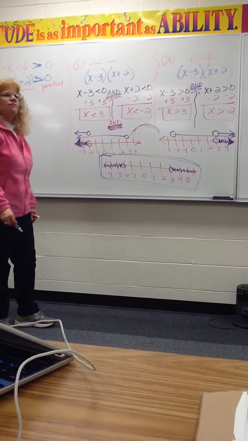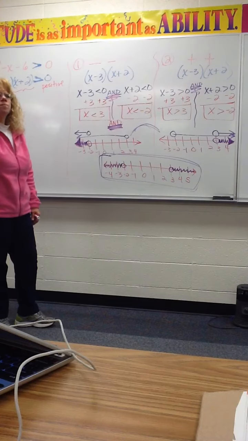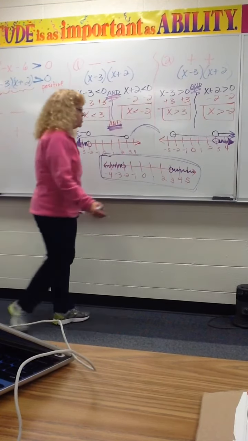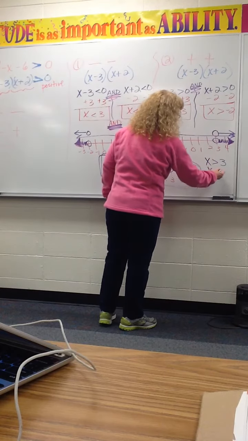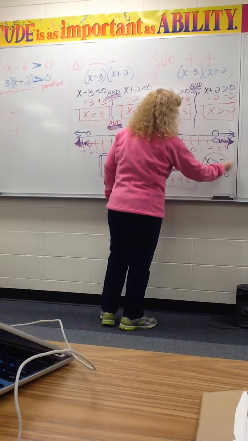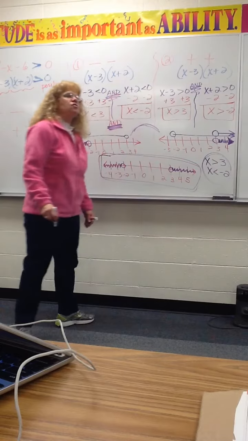And I believe if you look in the book, they might write it like this: x greater than 3, x less than negative 2. That's fine too. Yes, sir?